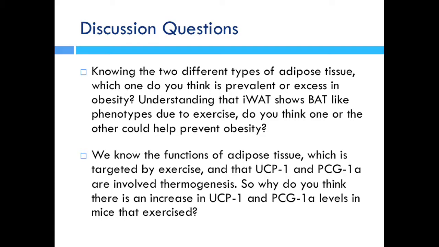So we know that there are two different types of adipose tissue and the specific characteristics of each. Knowing this, which do you think is prevalent or in excess in obesity? Also, understanding that white adipose tissue shows brown adipose tissue-like phenotypes due to exercise, which one do you think could help prevent obesity? Knowing the functions of adipose tissue, which is what is targeted by exercise, and that the thermogenesis factors UCP1 and PGC1 alpha are involved in heat production, why do you think there's an increase in these factor levels in mice that have exercised?